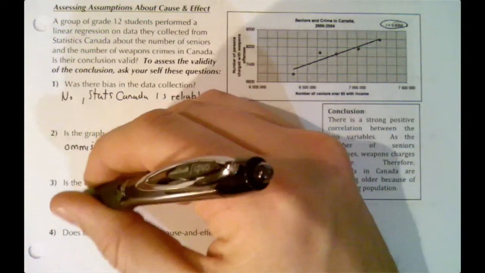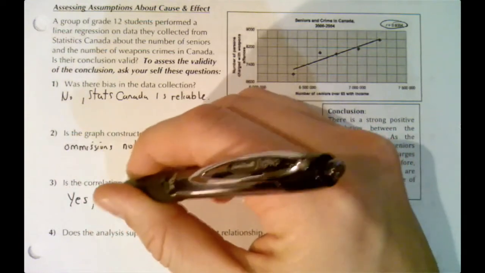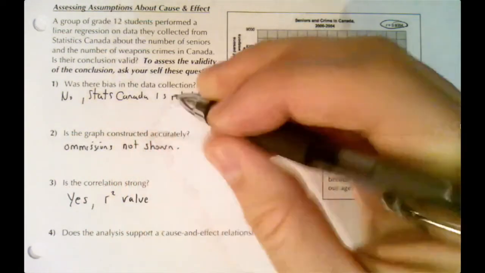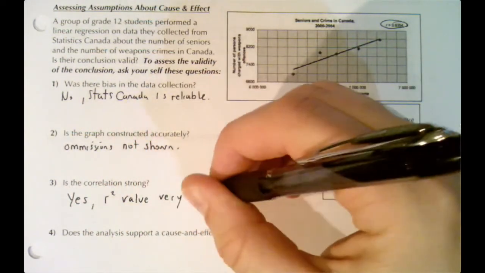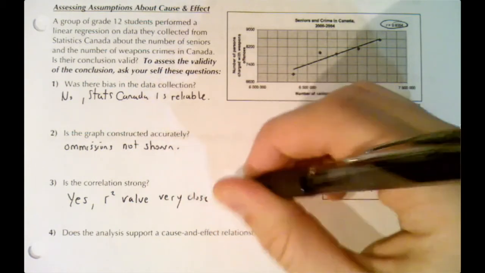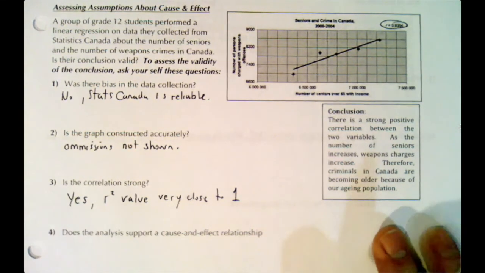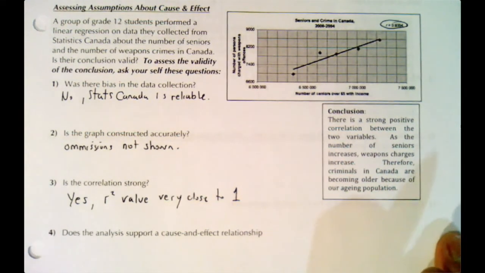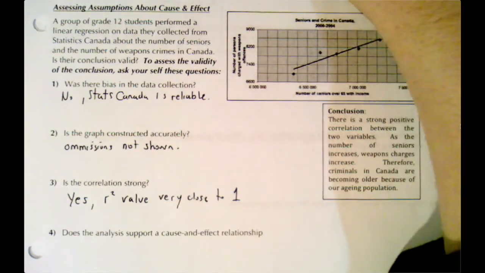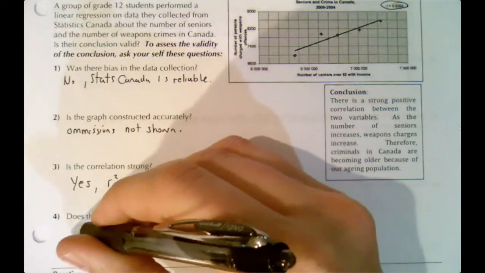Is the correlation strong? Yes, yes it is. The R-squared value is very close to 1. Does that mean this is a cause and effect relationship? It does not mean it's a cause and effect relationship. Just because you have 5 points that follow a line very closely, you may need to look at more data, but in this specific example, this is more a case of common cause.